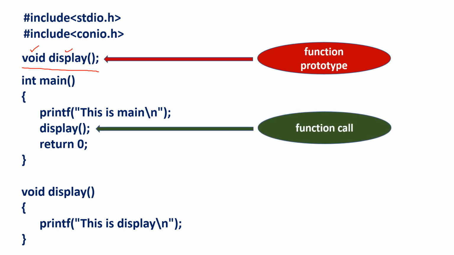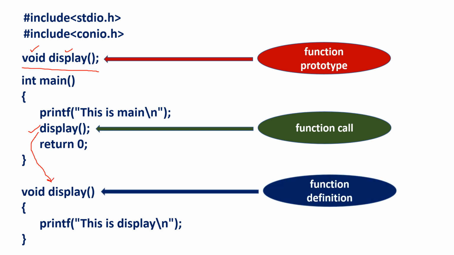Next one is function call. In the main function, we are calling display function. This will become function call. When this function is called, then automatically program control comes to execute the display function. Now this is the area where the code of the function resides. This is called function definition.